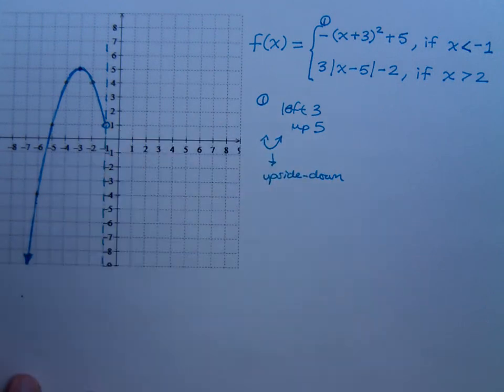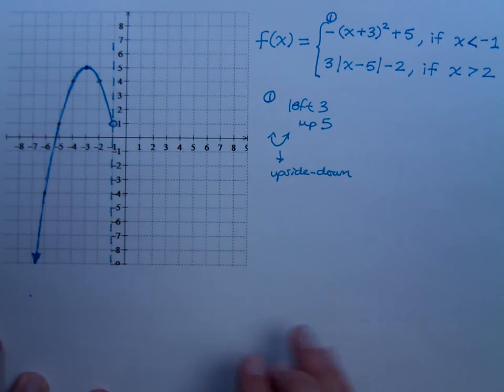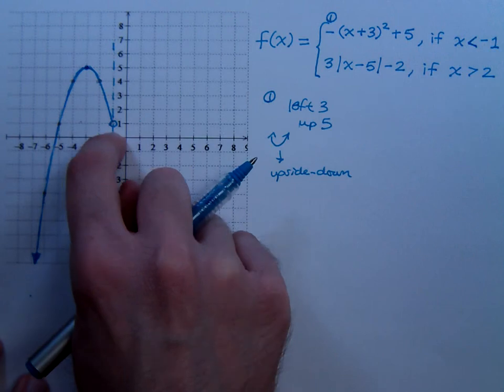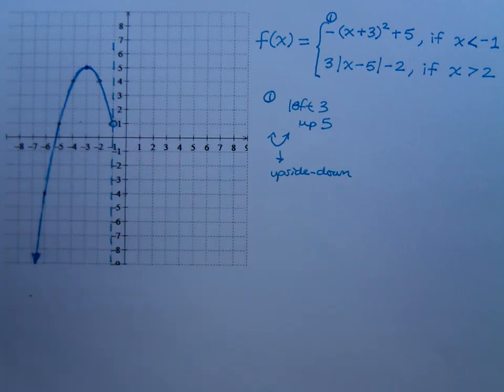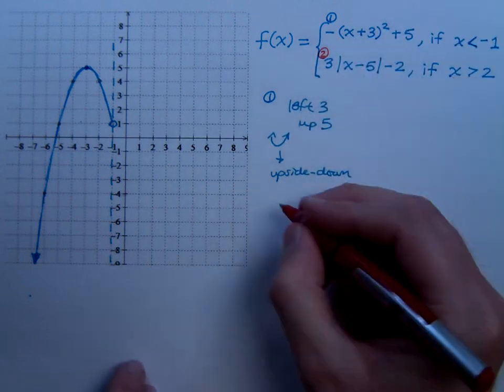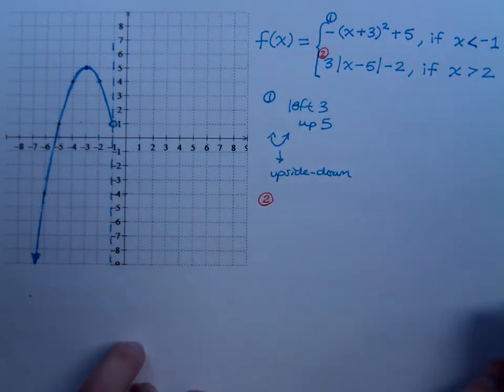Now, look here, I put an arrow, but I didn't put an arrow here. Why not? This guy goes all the way down forever, never going down into the left, but we stop right here. Okay, but look at your other piece. So if I look at the second piece, tell me everything you know about that guy.